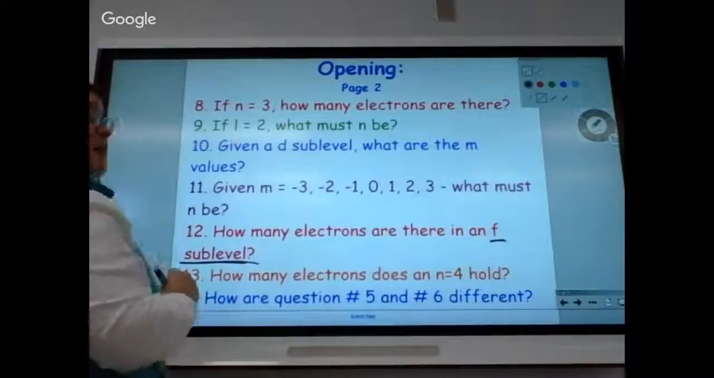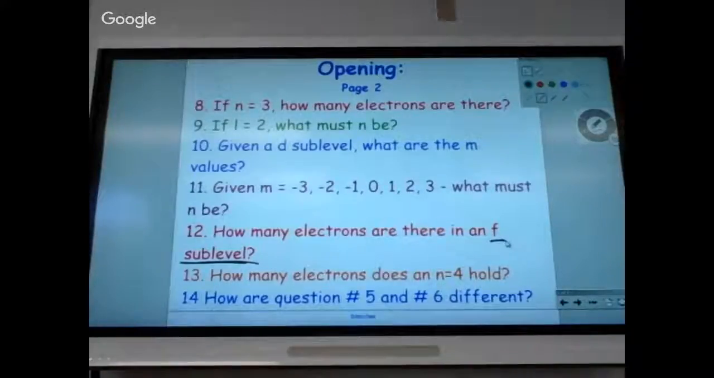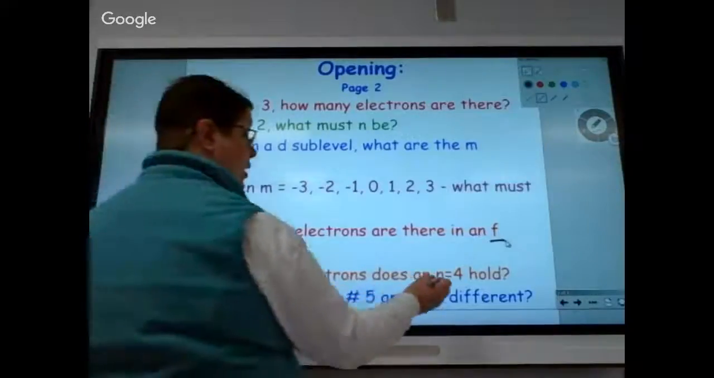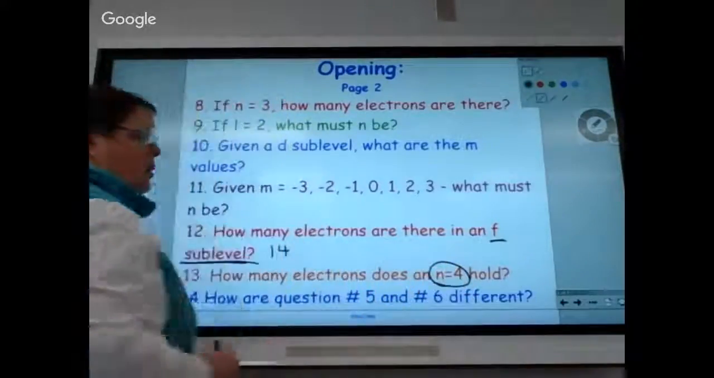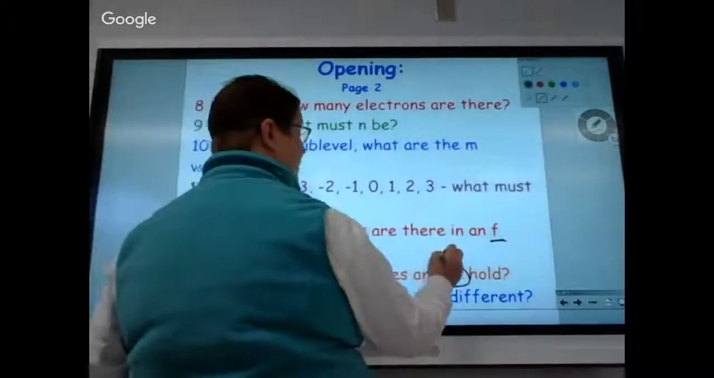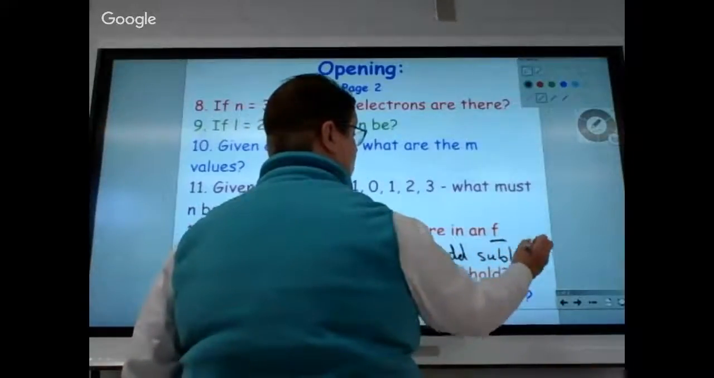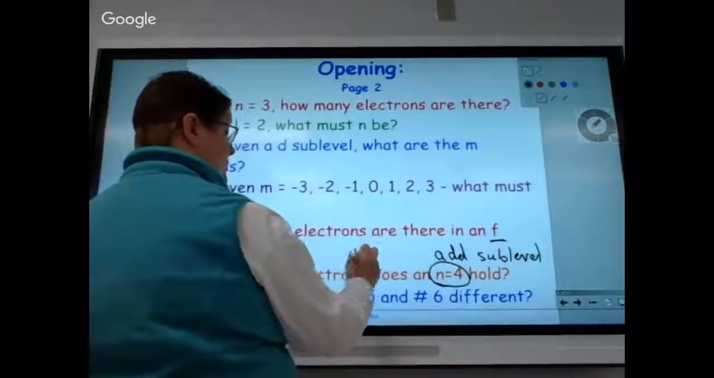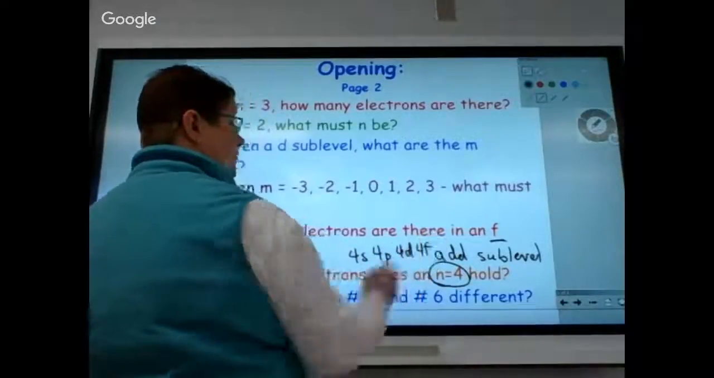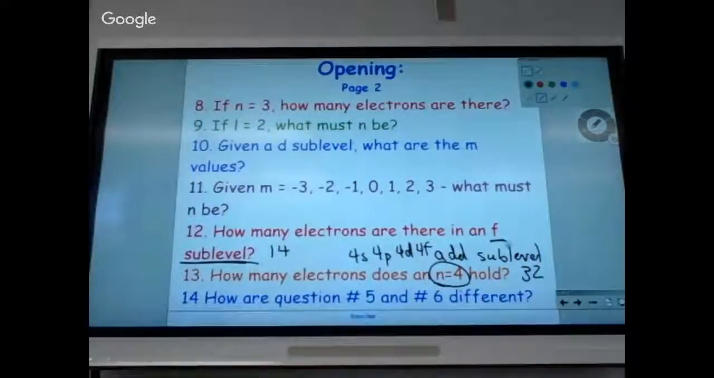This is just a sublevel. So in the F sublevel, there would be how many electrons? There would be 14 in the F sublevel. In this one, where I said n equals 4, we would have to do what? You'd have to add the sublevels. So you'd add the 4s, the 4p, the 4d, and the 4f together, and you'd get 32. Do you see the difference in the question?